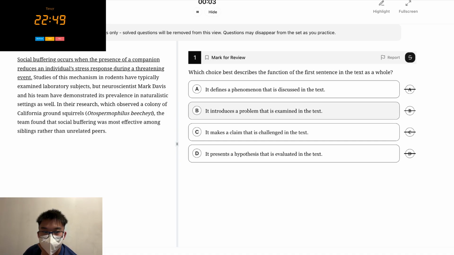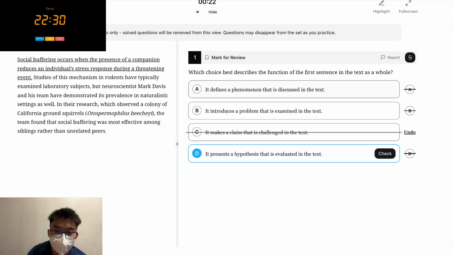Which of the first description? The whole social buffering occurs in the presence of companion, reduces internal stress response during threat events, study of the mechanic, blah blah blah. Make a claim to challenge it. Okay, it's not challenging the text. It does give a phenomenon, I guess. These do not introduce the problems.